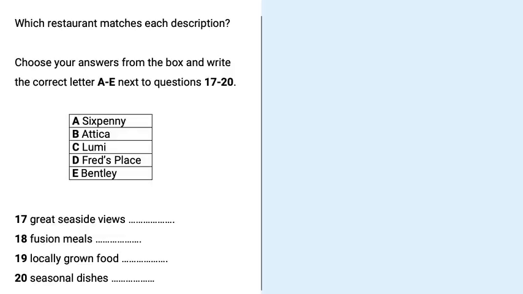It says, which restaurant matches each description? The names of the restaurants are in the little box there. A, Sixpenny, B, Attica, C, Lumi, D, Fred's Place, and E, Bentley. And the descriptions are next to the numbers. Great seaside views, fusion meals, locally grown food, and seasonal dishes.